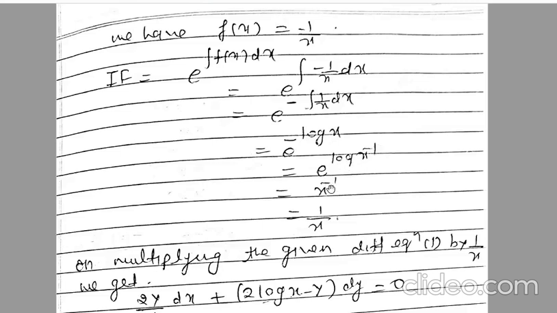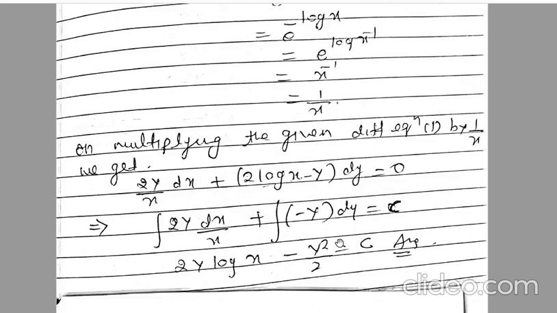So x to the power minus 1, that means 1 by x is your integrating factor. Right, we can see that our function is in the form of x, integrating factor we are getting 1 by x. Now what is the work of the integrating factor? Multiplying by the integrating factor in our equation, our equation will become an exact differential equation.